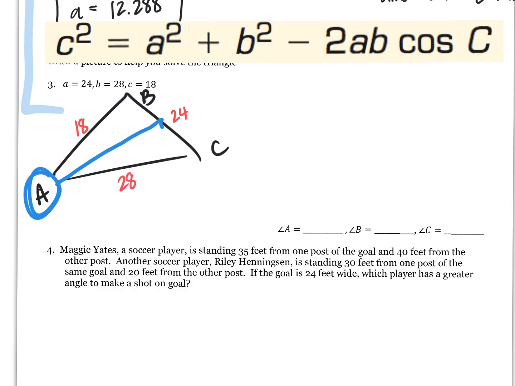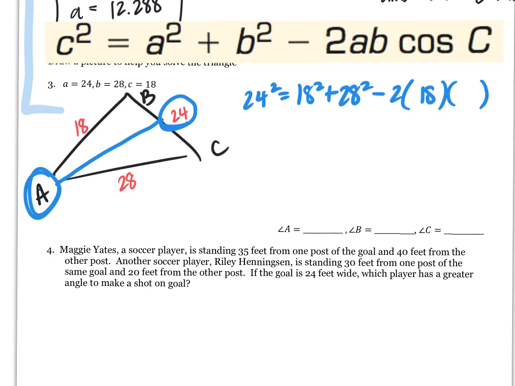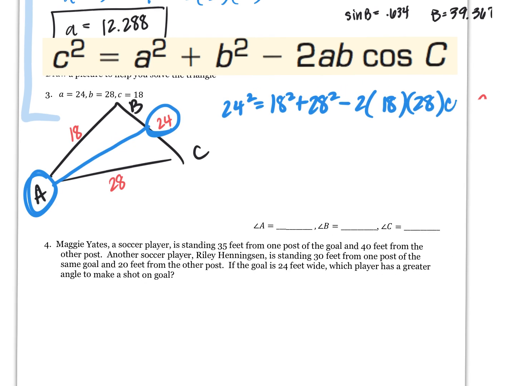So if we're finding angle A, this is the side that has to correspond with that angle A. So if this is an A over here, this also has to be an A over here. So we have to say 24 squared equals the other two legs squared, 18 squared and 28 squared, minus 2 times those other two legs, 18 and 28, cosine of angle A, because that's what we're finding.